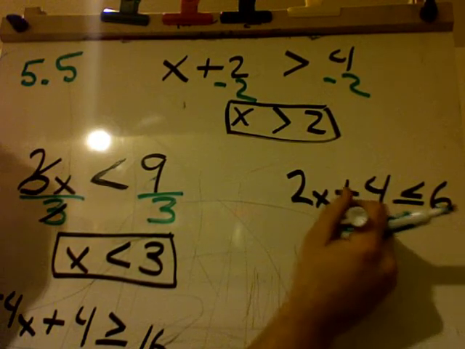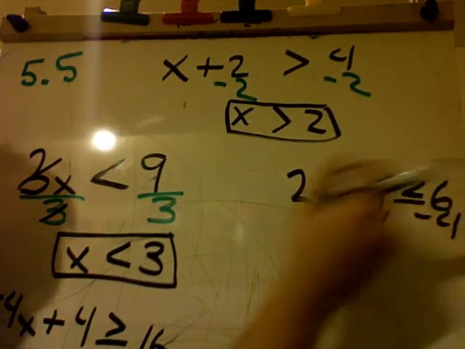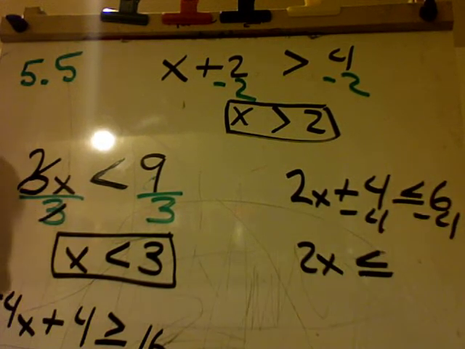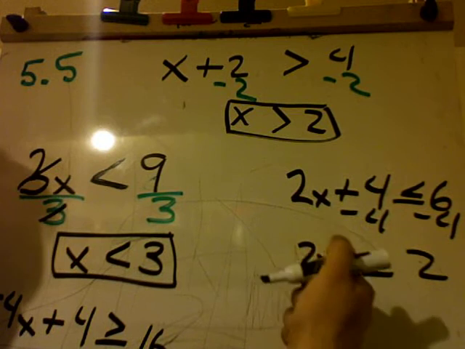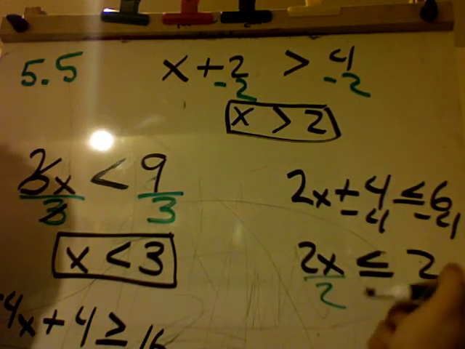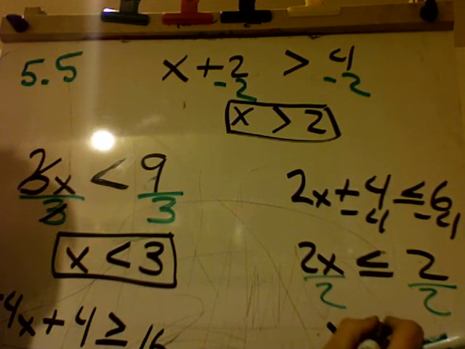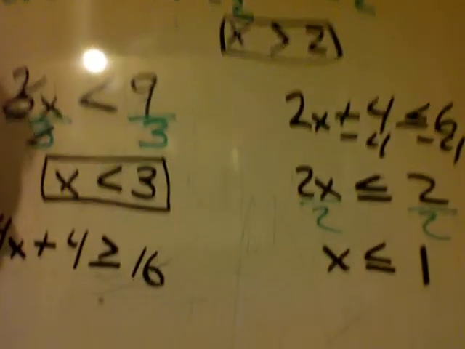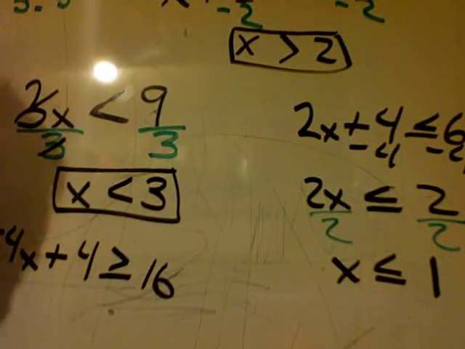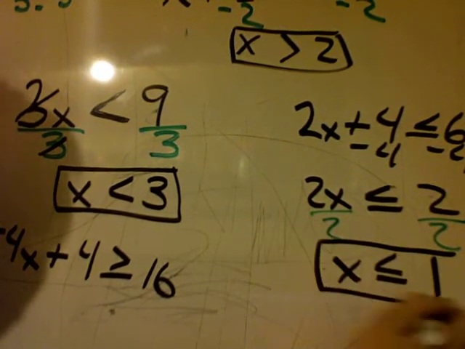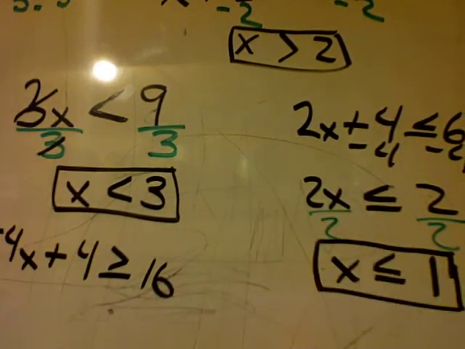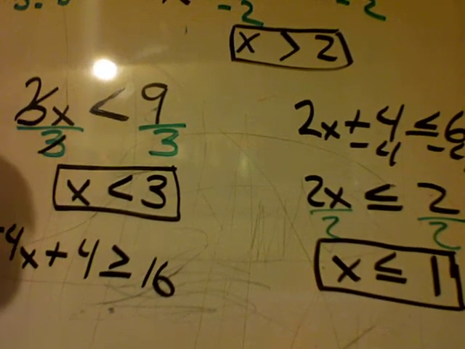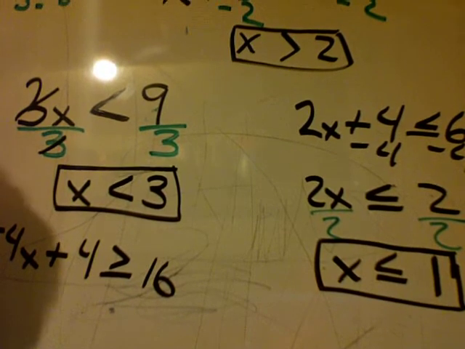In this case, we treat it the same way. I'm going to subtract 4, subtract 4. 2x is less than or equal to 2. Divide by 2, divide by 2. x is less than or equal to 1. So x could be a 1, and this could be a true statement, or x could be anything less than 1 and be a true statement. So x has a pretty big range of possibilities, but x could not be anything greater than a 1.